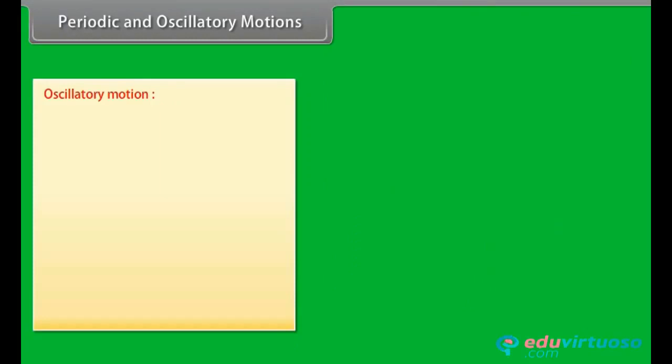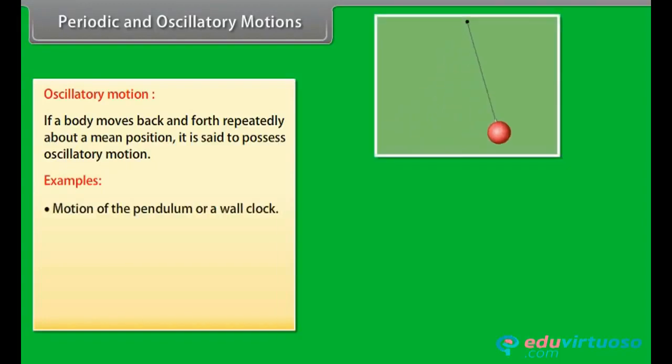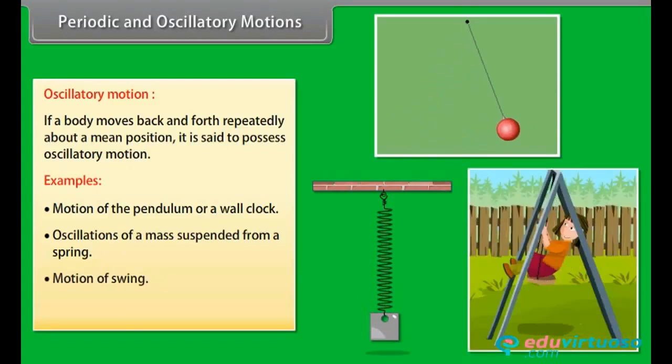of a clock. Oscillatory motion. If a body moves back and forth repeatedly about a mean position, it is said to possess oscillatory motion. Some examples are motion of the pendulum of a wall clock, oscillation of a mass suspended from a spring, motion of a swing.